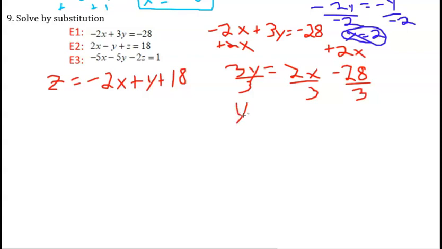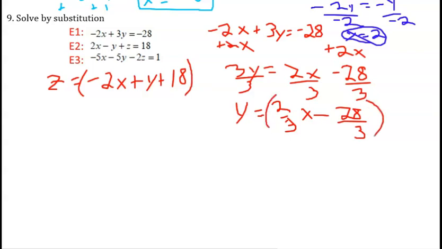So we have y equals 2/3 x minus 28/3. So from there, wherever we see a z in the third equation, we'll plug in this expression, and wherever we see a y, we'll plug in this expression.